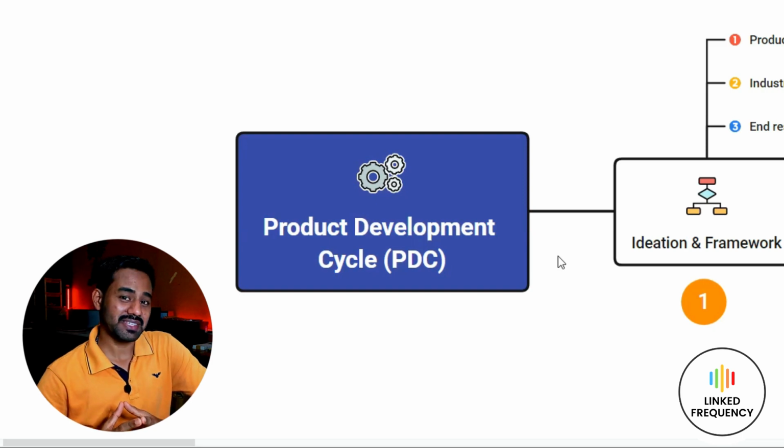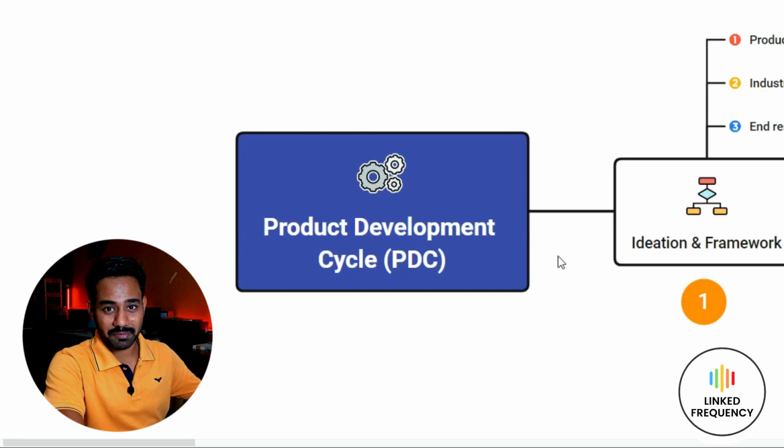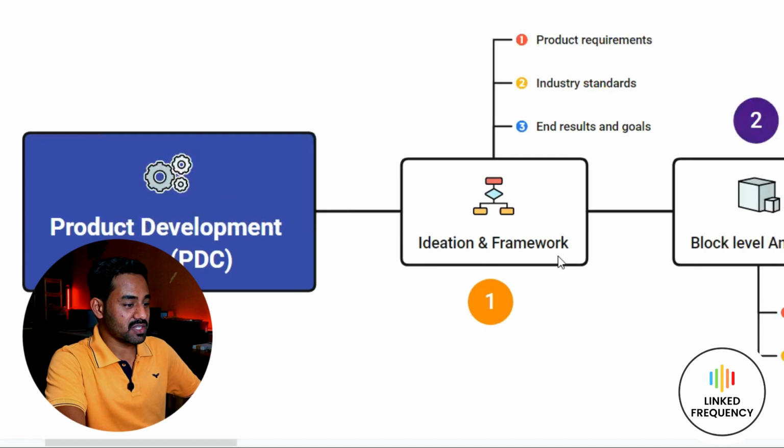Alright. I think you can see my screen in front of you right now, where I have a product development cycle mind map. Quickly, I'll go through the different steps involved in this product development cycle and I'm going to explain each step by step. First one is all about ideation and framework. So this is one important step and this is where the product design starts.